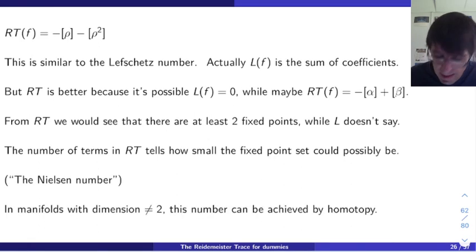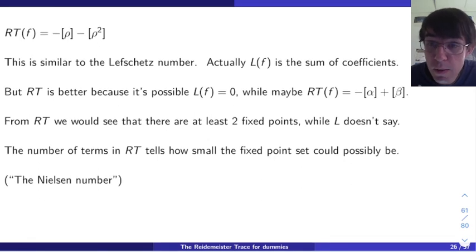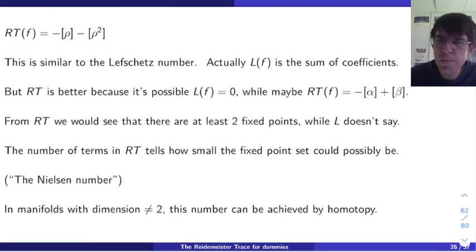All right. That number is actually called the Nielsen number, which has been the major focus of topological fixed point theory for most of its lifespan, the 20th century. And this whole field is sometimes called Nielsen theory.